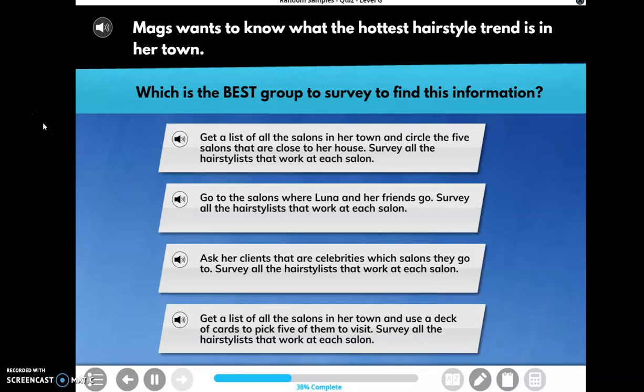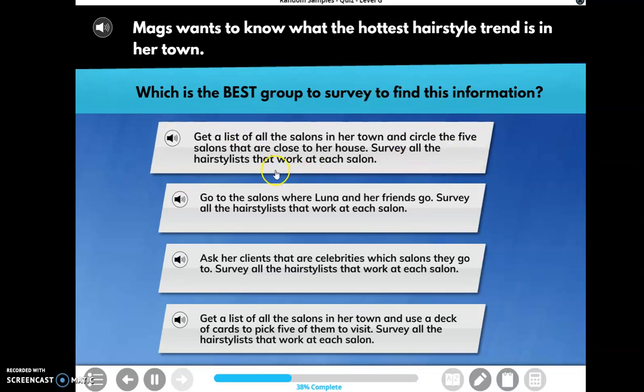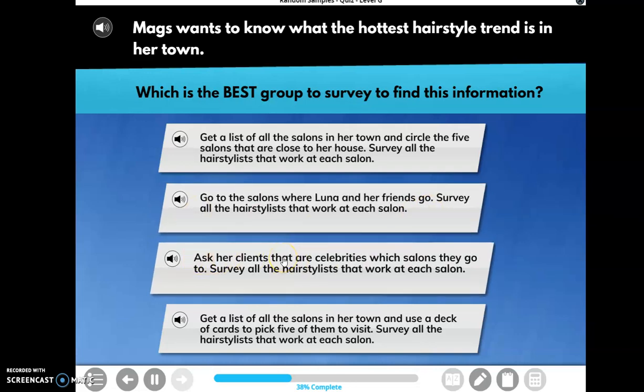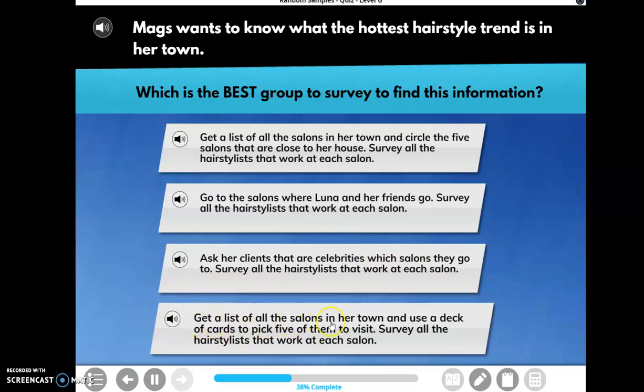Okay, in this case, Mags wants to know what the hottest hairstyle trend is in her town. Which is the best group to survey? A list of all the salons in her town, and circle the 5 salons that are close to her house. Survey all the hairstylists that work at each salon. Go to the salons where Luna and her friends go. Ask her clients that are celebrities which salons they go to. Get a list of all the salons in town and use a deck of cards to pick 5 of them to visit.